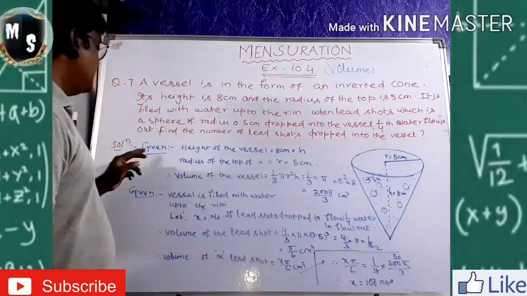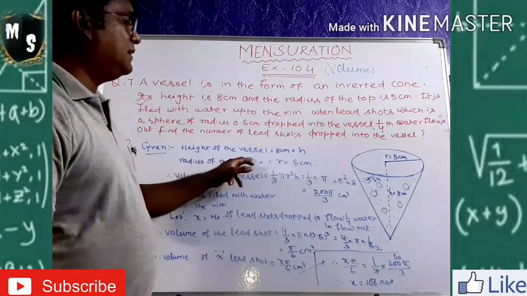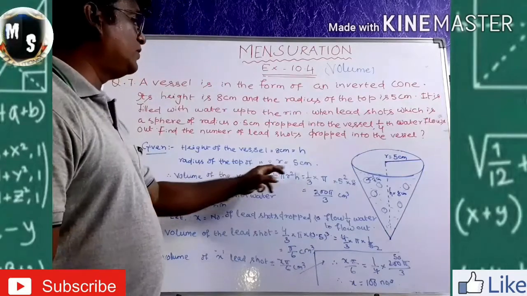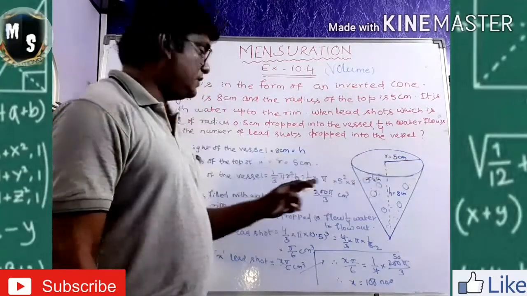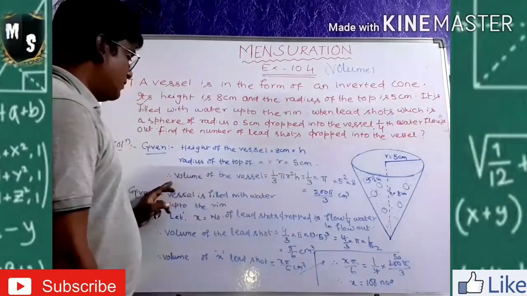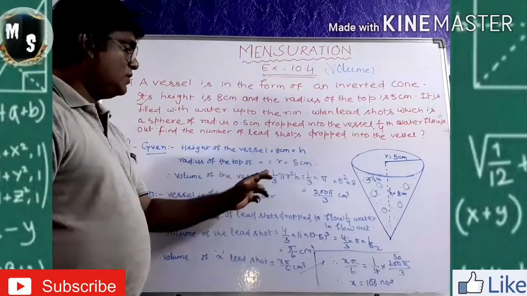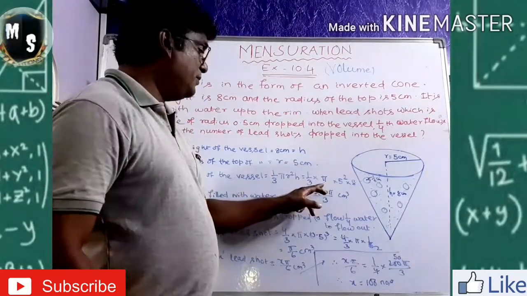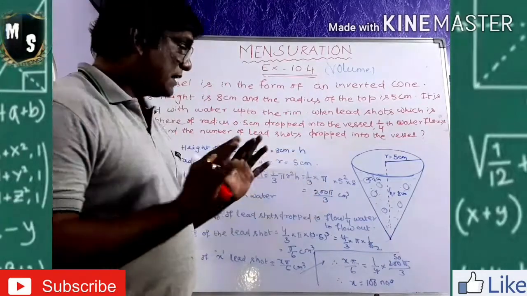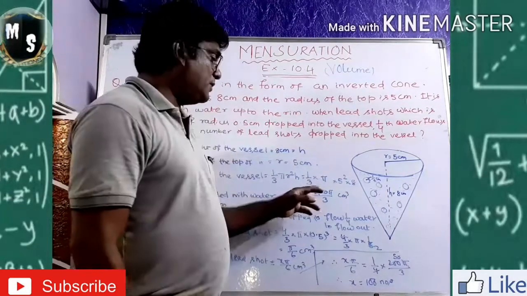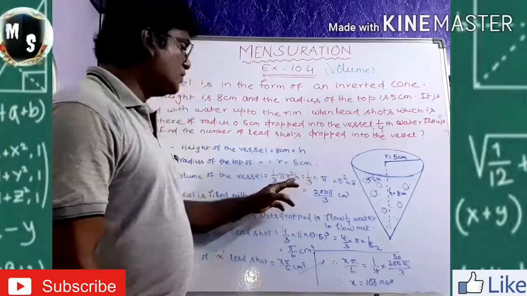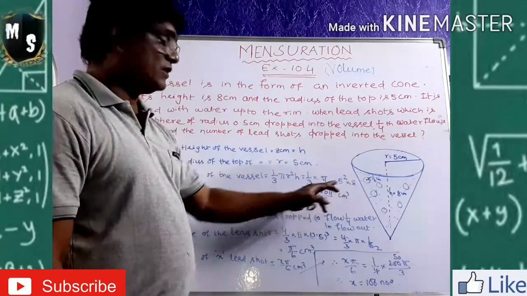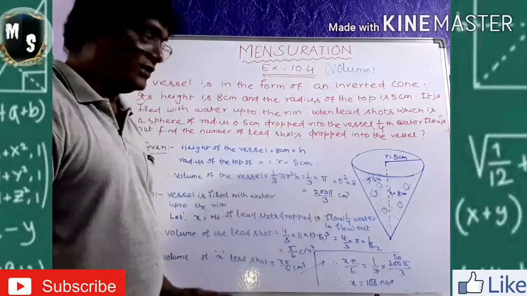Now come to the point. Given is the height of the vessel, 8 centimeter. Then the radius of the top of the vessel is 5 centimeter. Then what is the volume of the cone? 1/3 pi r square h. Don't put the value of pi here, because it makes the calculations easy. Sometimes this pi will be cancelled. So 1/3 pi 5 square into 8. Then 5 square is 25, times 8 is 200. So 200 pi by 3 cubic centimeter.